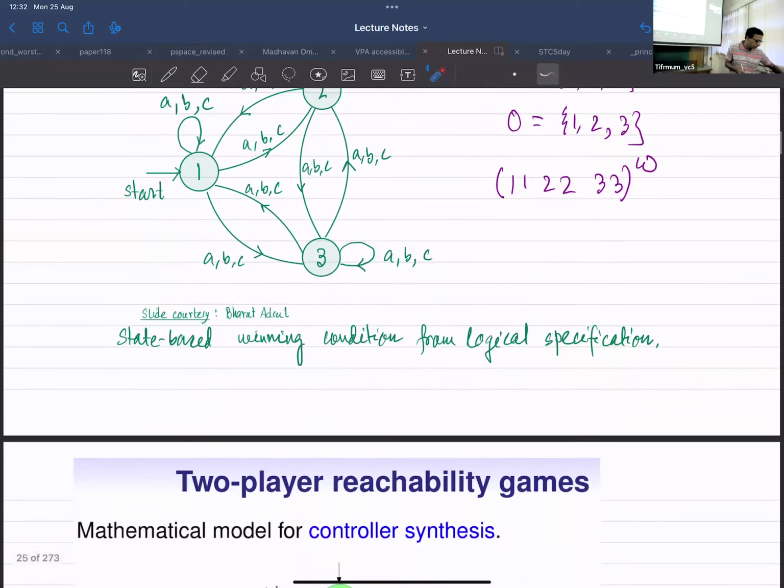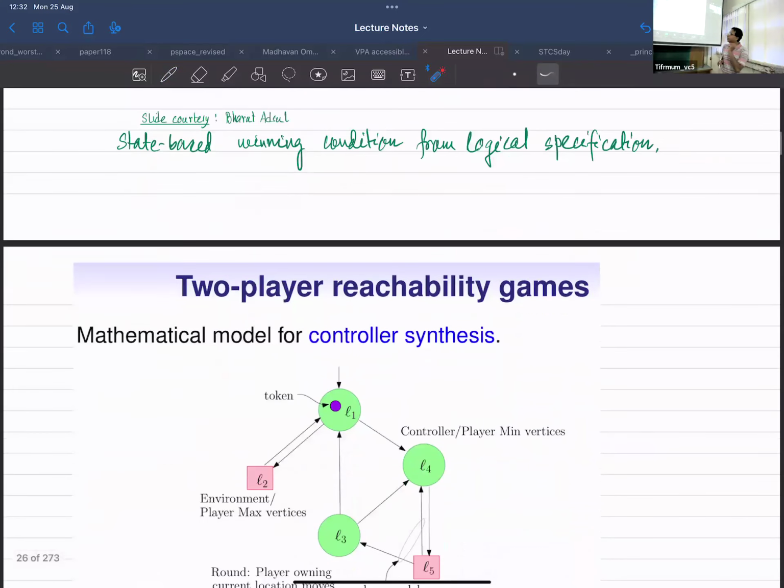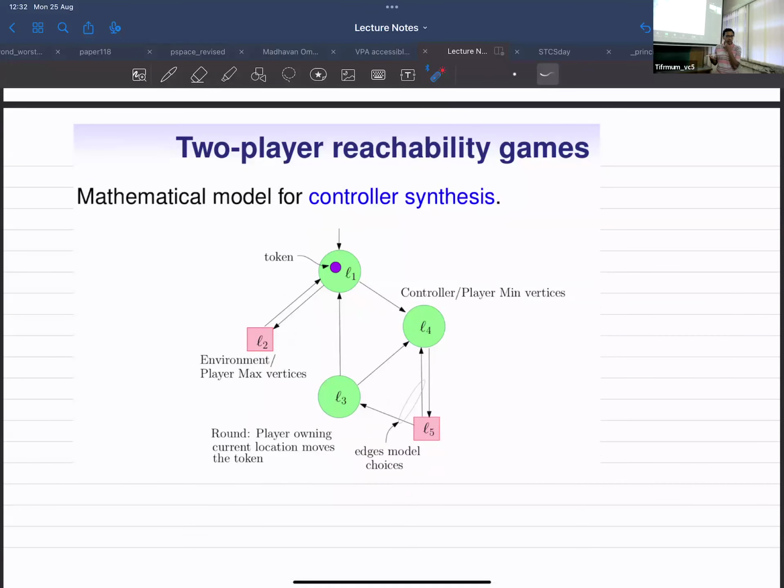Then I'll give an example of a very simple type of game, like the one I was talking about, where eventually something needs to be satisfied. It's called a liveness property: something good needs to happen. So let's say you would like to say that L3 is a good state, so I would like to visit L3. Maybe when you go to L3, you recharge your battery, something like that. So you'd like to visit L3.